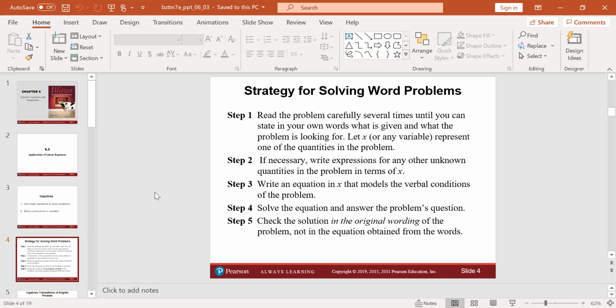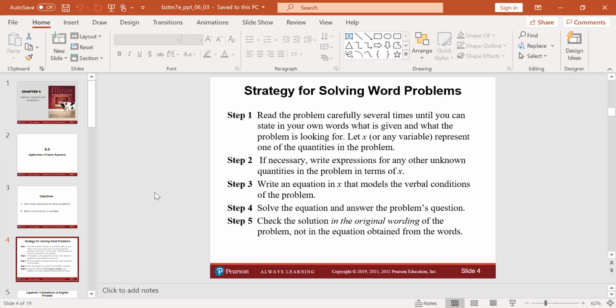If necessary, write expressions for any other unknown quantities in the problem in terms of X. So what you're going to see is that there may be multiple unknown quantities, but for the level we're at the moment, we've only been equipped to solve one variable problems that just have X, things like that. So that means if there are other unknowns, you can't use Y's and Z's and W's. You can't have more than one variable after the dust settles because you don't have the tools yet to solve something with multiple variables in it.